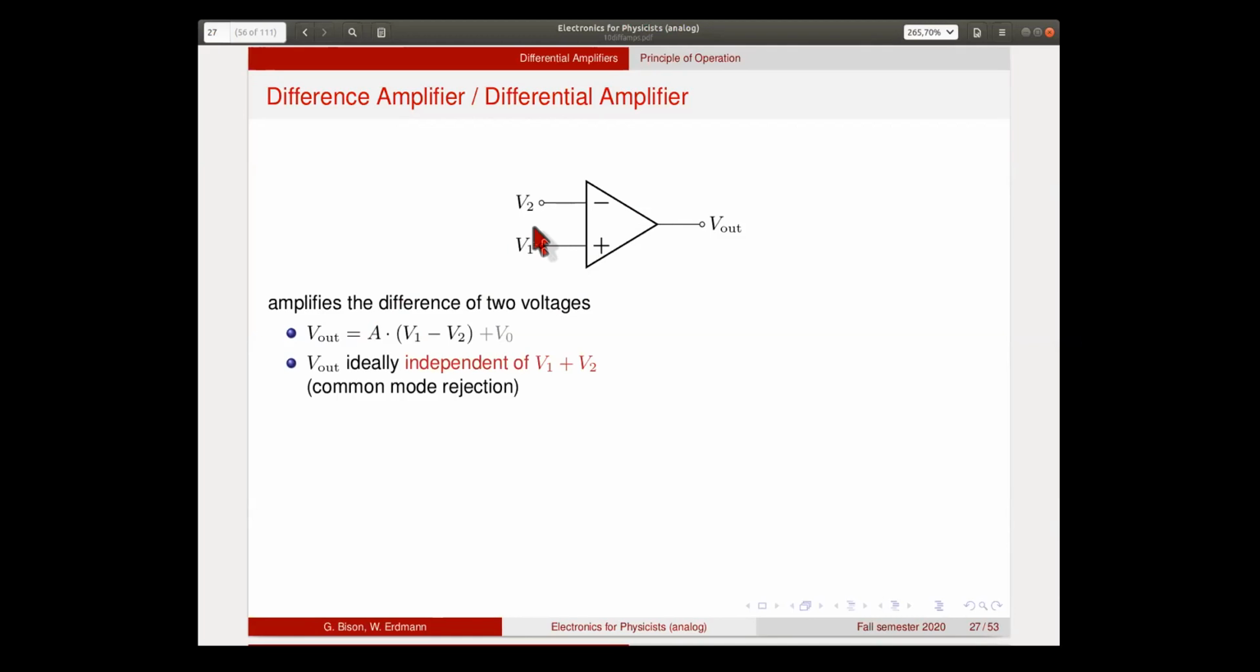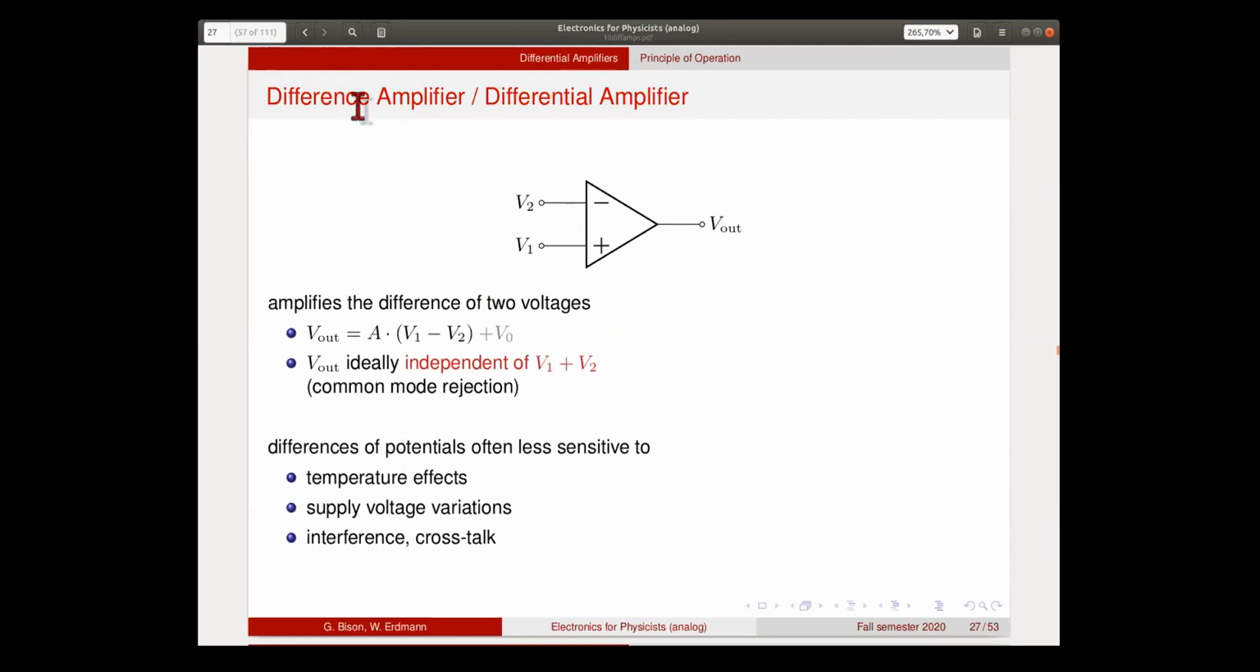When you have an ideal difference amplifier, or differential amplifier, the output should be independent of the common mode. It should not matter where these two are. It should really only depend on the difference. And this is called common mode rejection, which is, of course, only true for an ideal amplifier.